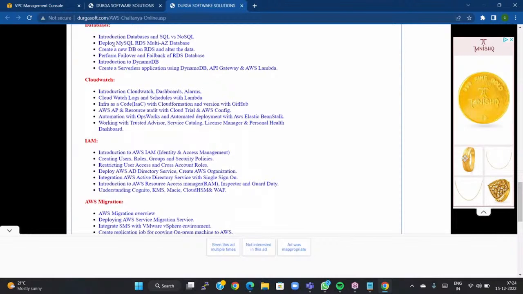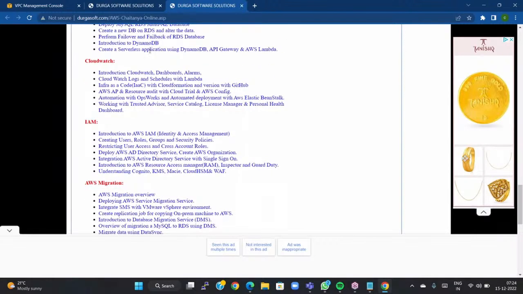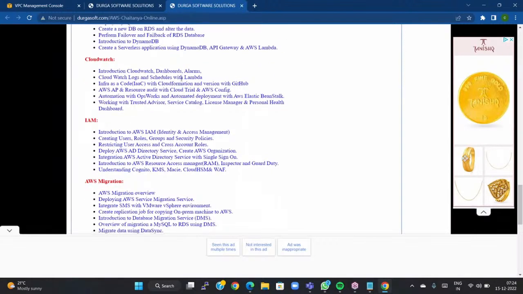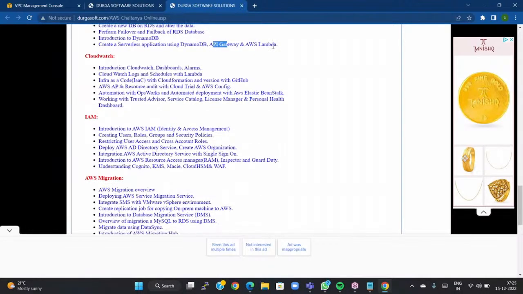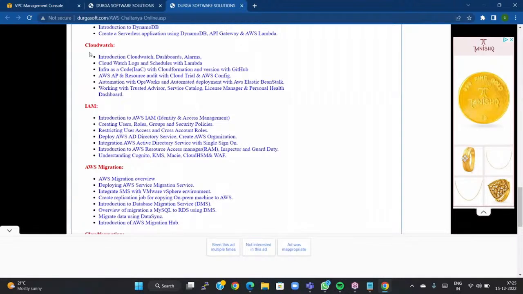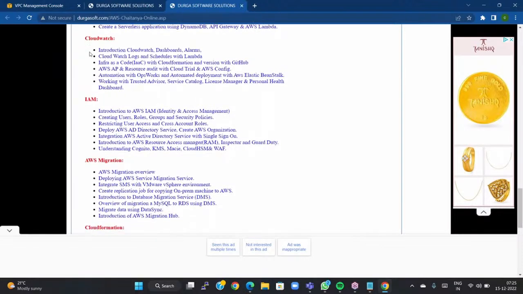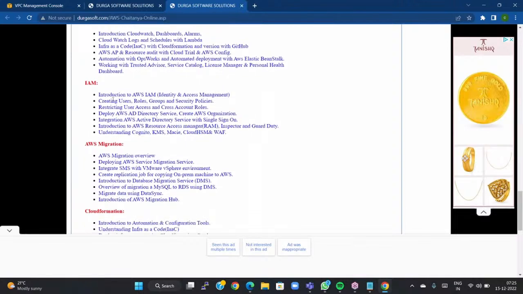After learning MySQL database, you will be learning about DynamoDB with the help of API Gateway and Lambda functions. After that, you are going to learn about CloudWatch, what is meant by CloudWatch, and how we are going to schedule the logs and all the things in CloudWatch. After that, we will be diving back into the IAM policies. I will not say that we are going in this manner only. Sometimes some of the things will be going up and down.